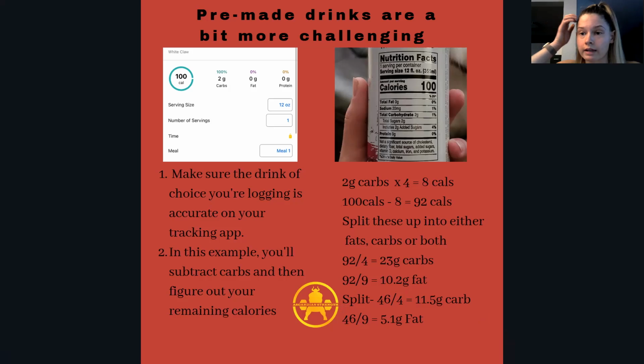So then if we were to look at the total macronutrients for this one, we would have to include those extra 2 grams of carbohydrates that it already comes with. So if we were doing strictly carbs, then we would have 25 grams of carbohydrates just for this one White Claw. If we were to pick fats, then we would have 2 grams of carbohydrates and then 10.2 grams of fat. And if we were to do a split, then we would have 13.5 grams of carbohydrates and then 5.1 grams of fat.